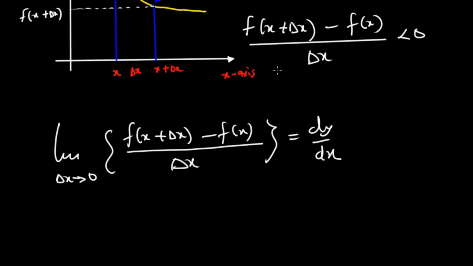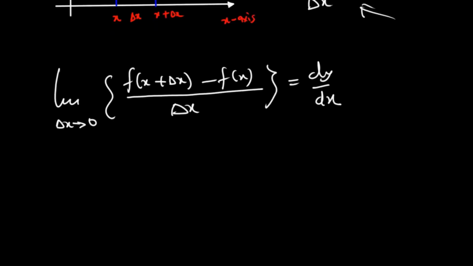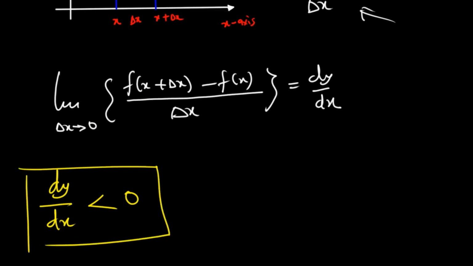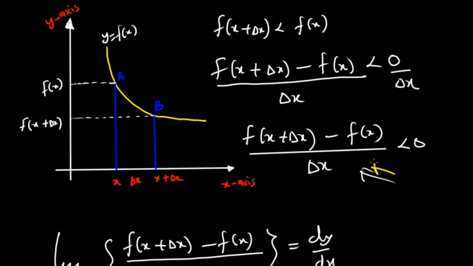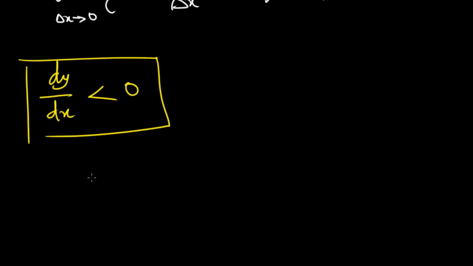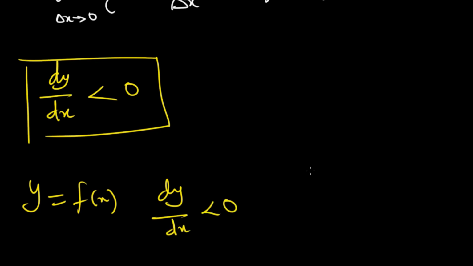So if I substitute this to be equal to dy over dx, I'm going to have finally that dy over dx is less than 0, coming from this expression. So for a decreasing function, if you have a function y equal to f of x, this is going to be a decreasing function in as much as dy over dx is less than 0.